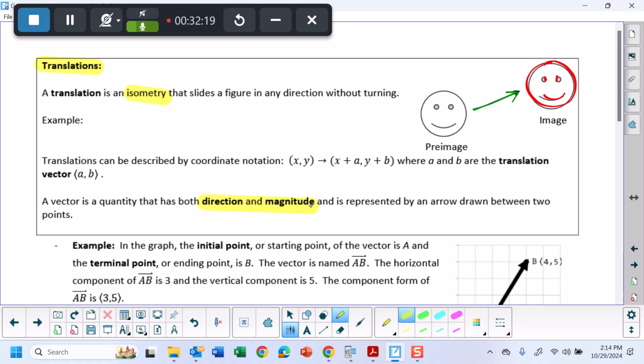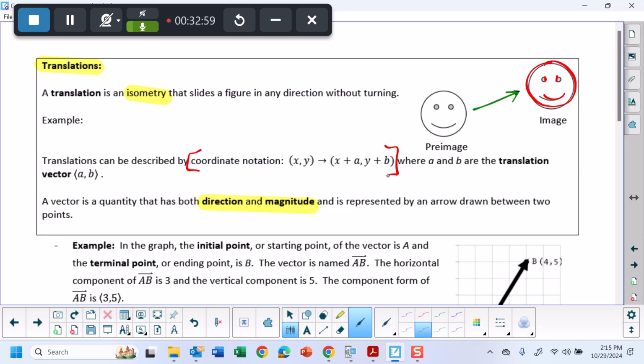So a translation is going to be an isometry that slides a figure in any direction, but there's no turning to it. There are two ways that we describe this. We can use coordinate notation, and if I use coordinate notation, I'm talking about how my X and Y are changing. Now, when we talk about slope, whether I'm going from here to here or here to here, nobody cares, because slope is either going to be positive or negative. When I care about distance, if I go from here to here or here to here, nobody cares, because my distance is always positive.